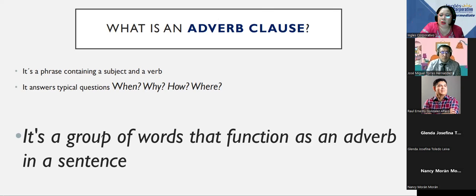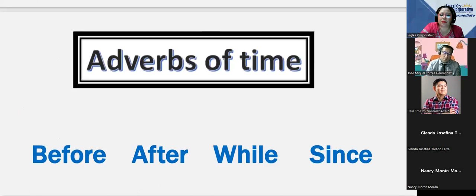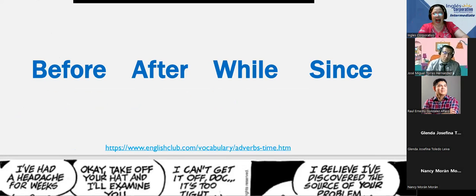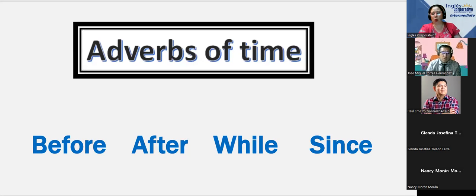So let's continue with this. And let's think about the adverbs of time that we know. What adverbs of time do we know? We know before, after, while, since, okay? Before, after, while, since. There are a lot, okay? These are the most common. But we usually say before and after. That's the most common, okay?